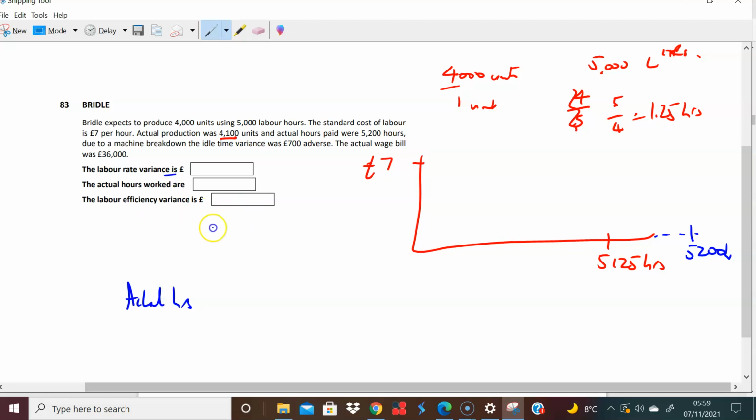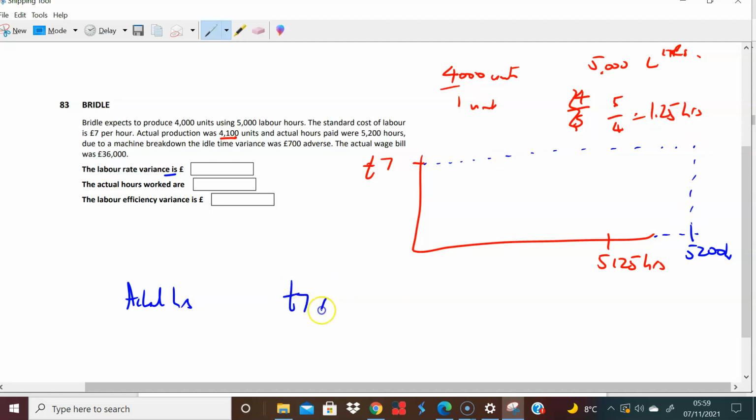So, when we talk about the labor rate, you paid for 5,200 hours. So you control wages. Remember, this is separate from efficiency: the people who pay, HR, versus the guys in production actually working, managing the staff. So you should have paid £7 on each of those hours. That's what you should have paid.